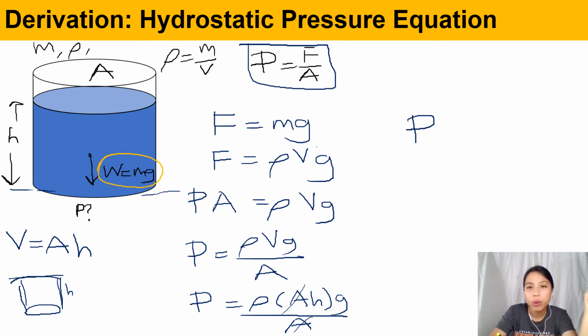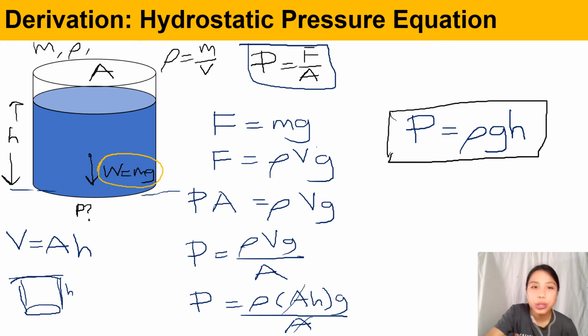the pressure at any point in a fluid is related to the density of the fluid pressing on it, the gravitational force, which planet are you on, and how much water is on top of you. So this one is the one for you to remember.